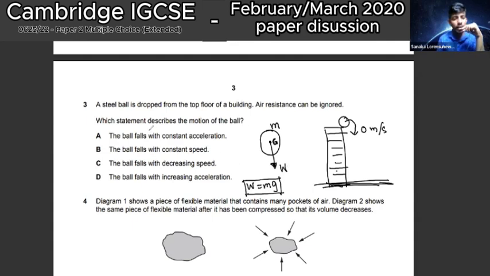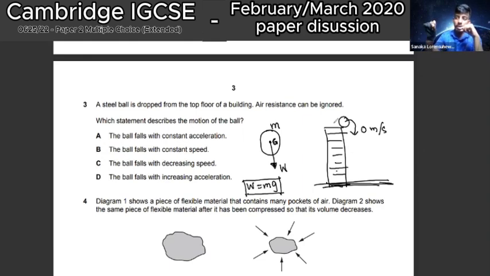Then what do they ask? Which statement describes the motion of the ball? Very easy. Let's read one by one. A, the first one: the ball falls with constant acceleration. Constant acceleration. Let's imagine the ball is dropping from the top of the building.